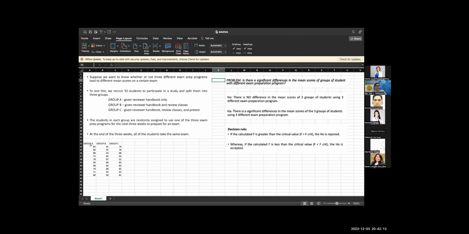Now, after collecting, lumabas yung mga test results nila, no? So we will organize it, then put it in Excel. Merong solution talaga dito, pero medyo mahaba. So with the benefit of Excel, we will try to use Excel to compute our calculated F value. So after gathering the data and organizing it in such a way, all we have to do is use the data analysis tool of Excel.